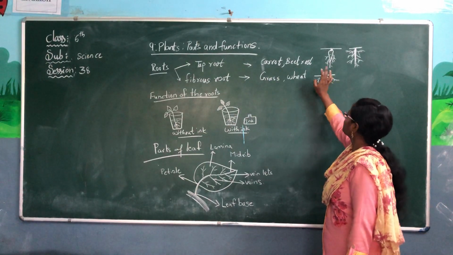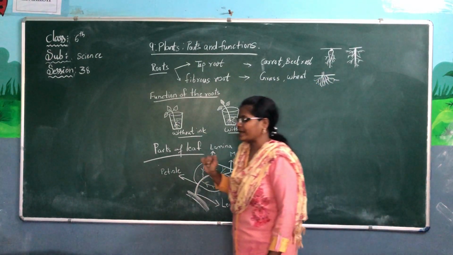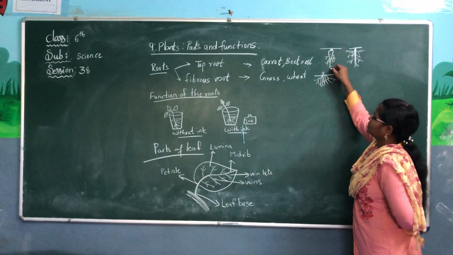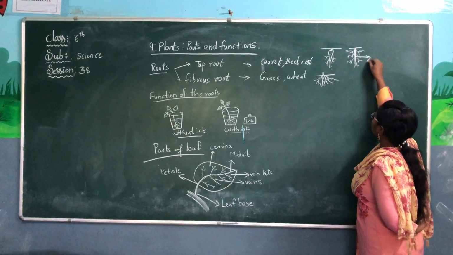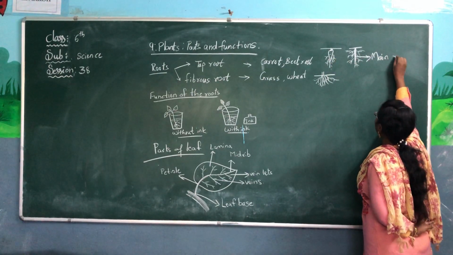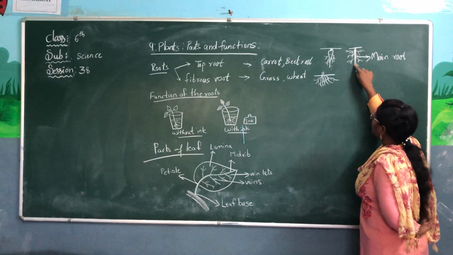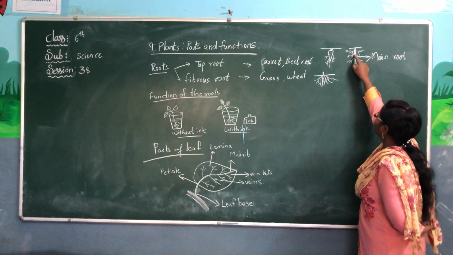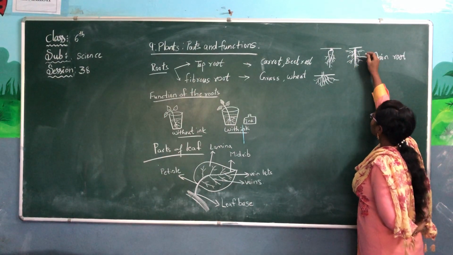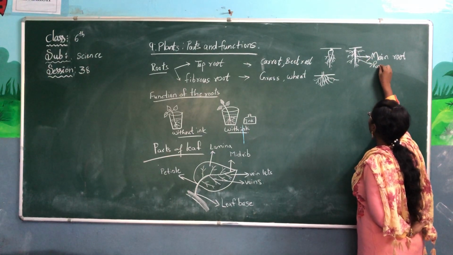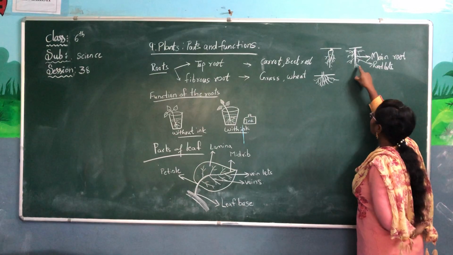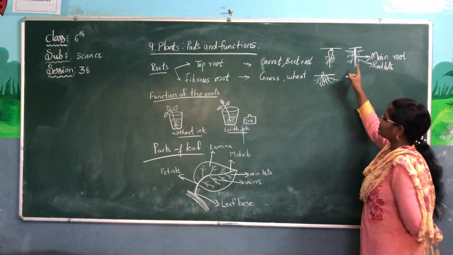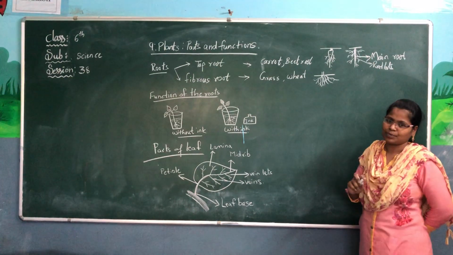See, in the taproot, why is it different? Because it will have one main root. This is the main root. The main root is thicker. From the main root, you will have other roots coming. These are rootlets. From the main root you will have rootlets. So this root is called taproot.